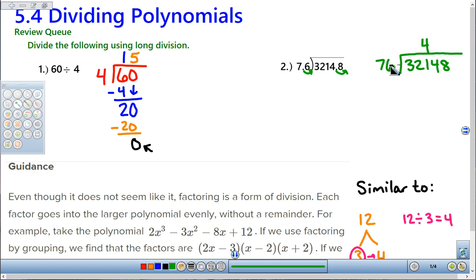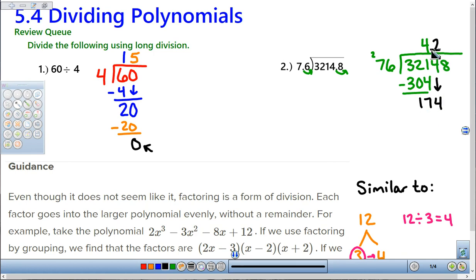4 times 6 is 24. 4 times 7 is 28, and then that 2. So we get 30. So 304. And I'm going to subtract, and 321 minus 304 is 17. And since 76 doesn't go into that, I know that I couldn't have squeezed another 76 into that amount. Does 76 go into, bring down your 4, 174? Yes, it does. Twice, because 2 70s would be 140.